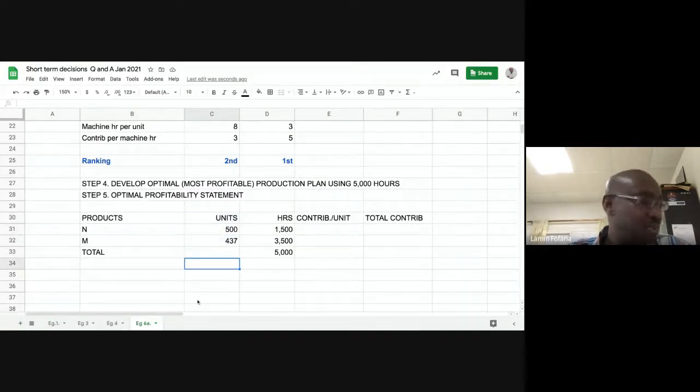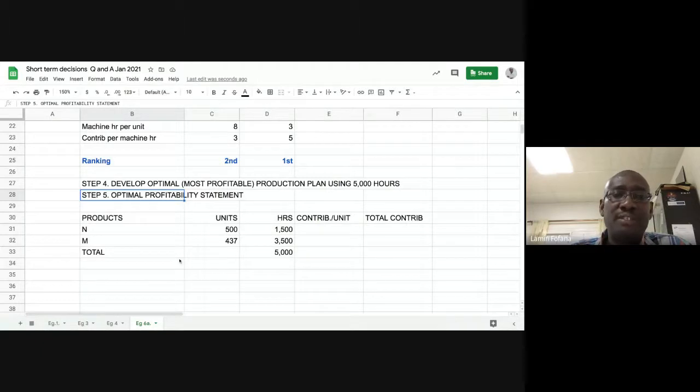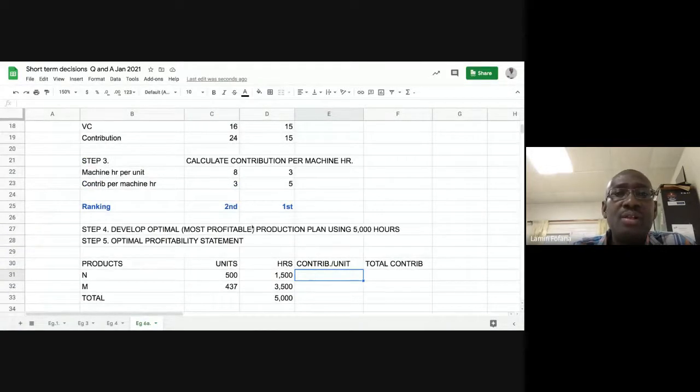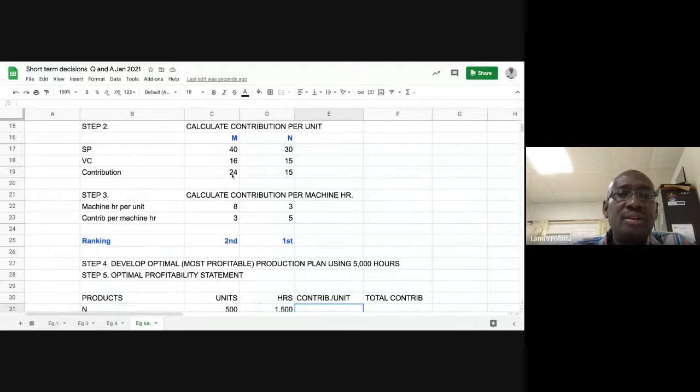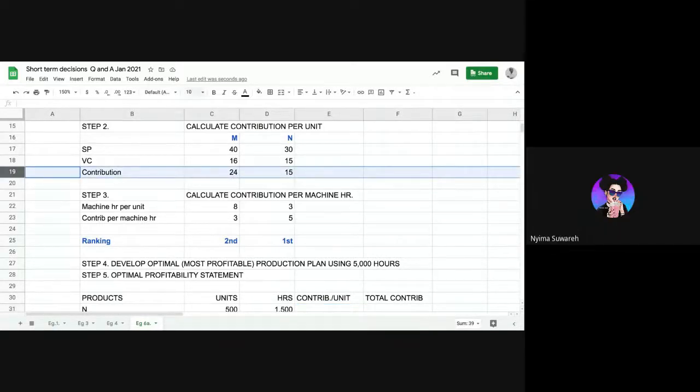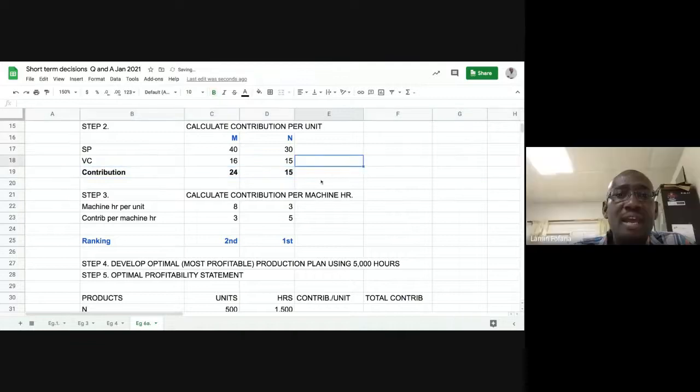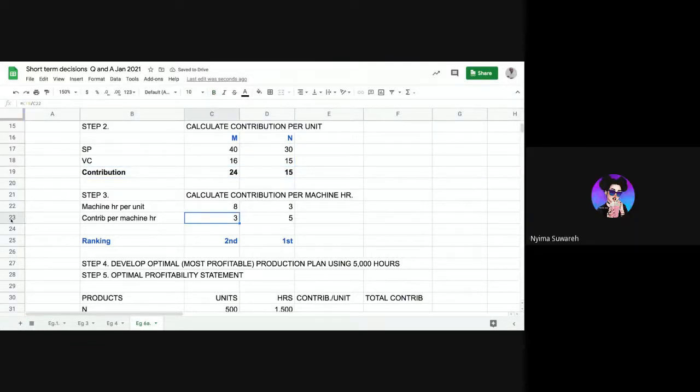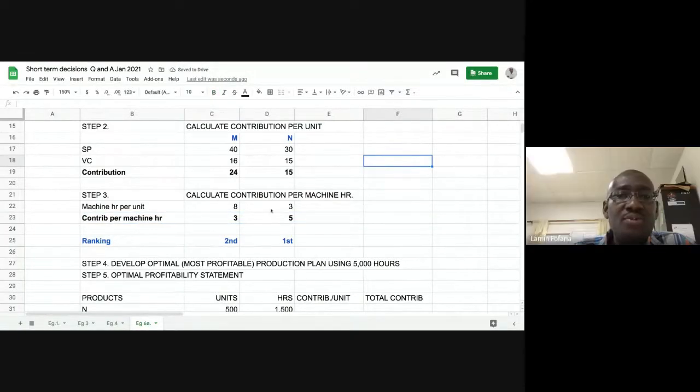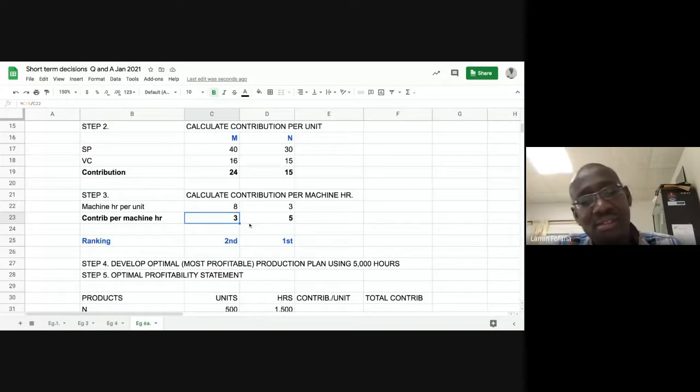So the last part of it is the optimal profitability. So we need to calculate our optimal profitability. So based on this, we need to now find our contribution. So what's the contribution per unit for N and our contribution per unit for M? So which one do we take? This? 15. Okay, or this? I think we take the contribution per machine hour to calculate our contribution per unit, huh?